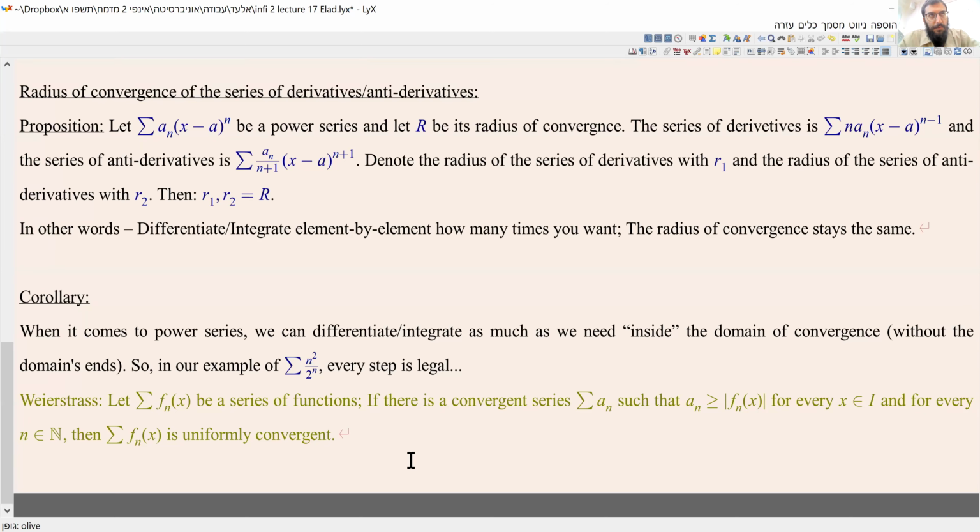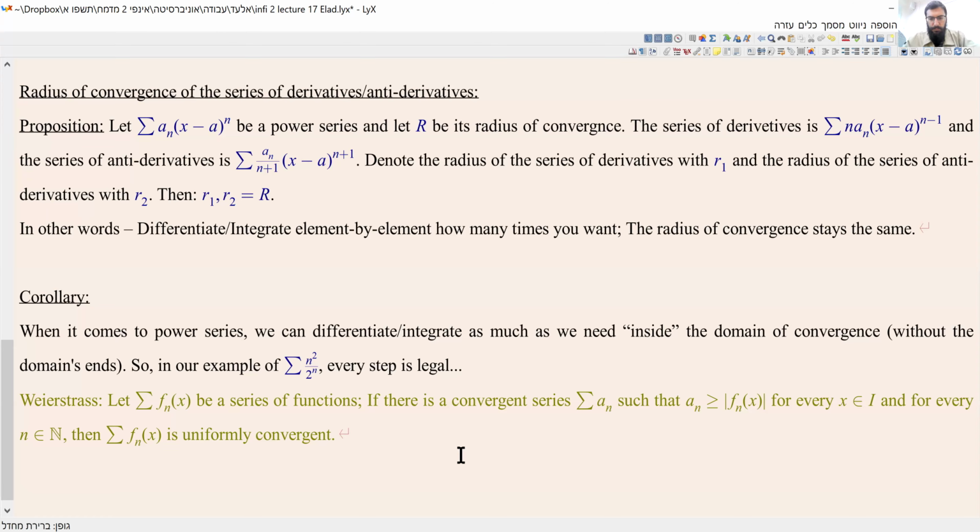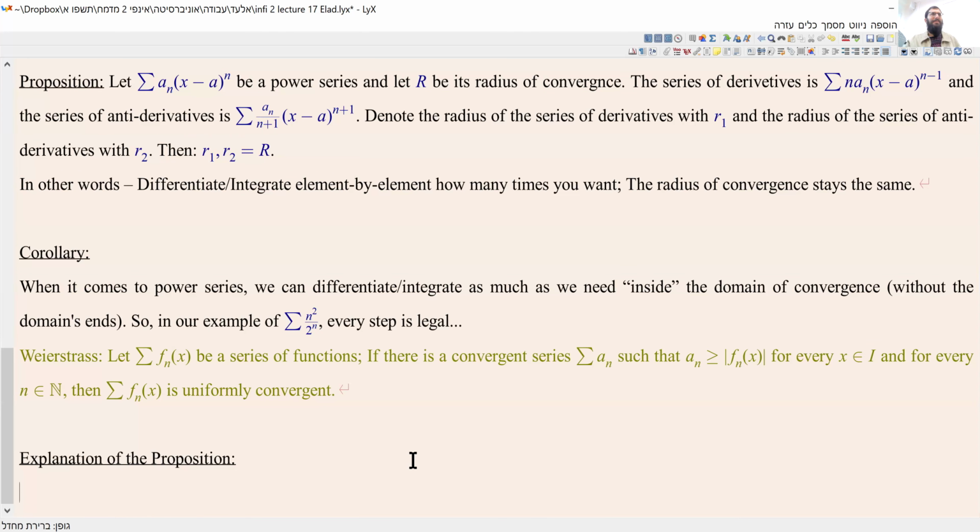Okay, so you asked a question which we still didn't answer. What about the ends of the domain? I mean, let's give an explanation of the proposition, and then get to the corollary. Explanation of the proposition.